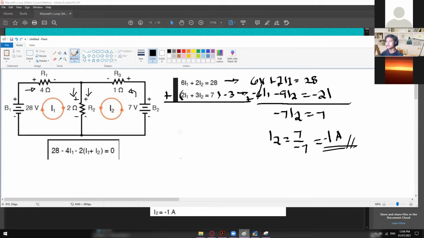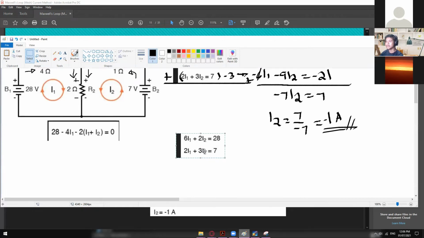So what I will do is I will eliminate now the I sub 2 for us to be able to get the value of I1. So in here, I have to multiply this 1 by 3 and this 1 by 2. Okay, by 3. And then this one is by negative 2. Okay, then let's try to solve this one.